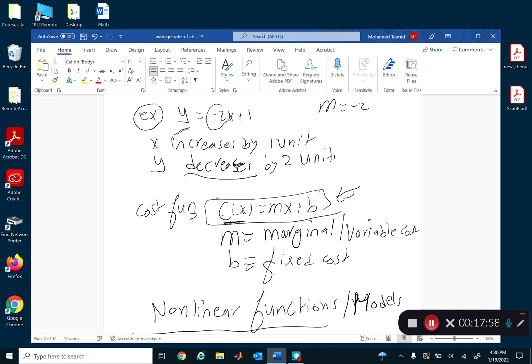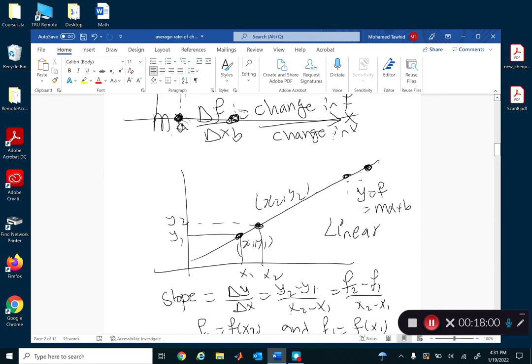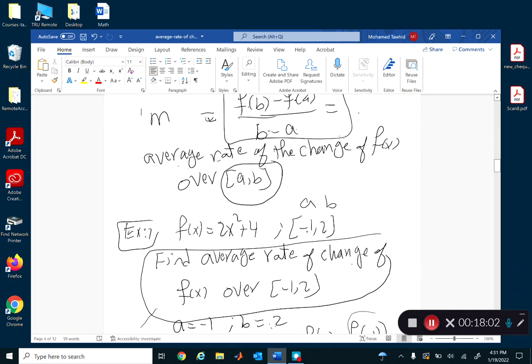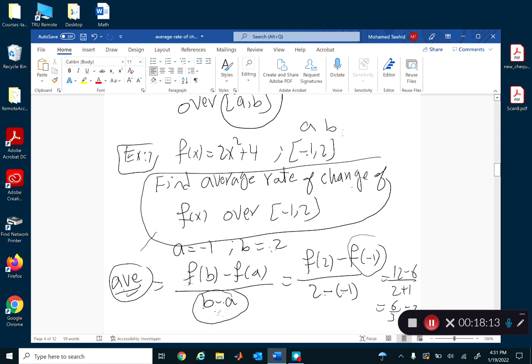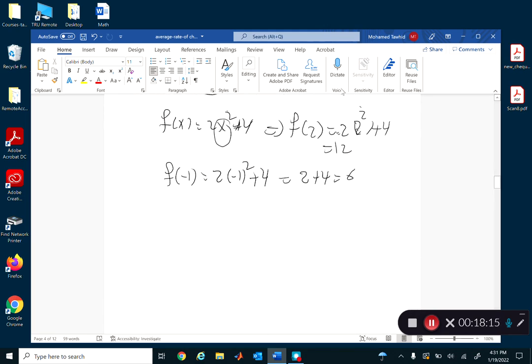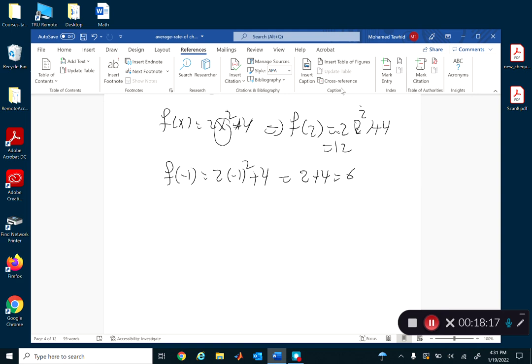So that is a cost function. Because it is the change in F over the change in X, the unit of F will be dollars per whatever X is, per item, product, or t-shirt. That's called the unit of your average rate of change. All right, so that is one example.